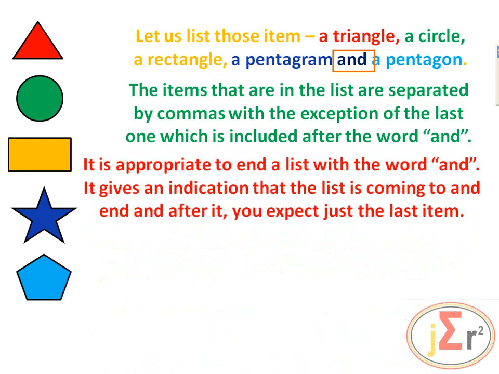It is appropriate to end a list with the word and. It gives an indication that the list is coming to an end, and after it, you expect just the last item. So when you are listing something, you do not say, in this particular case, triangle, circle, rectangle, pentagram, pentagon.